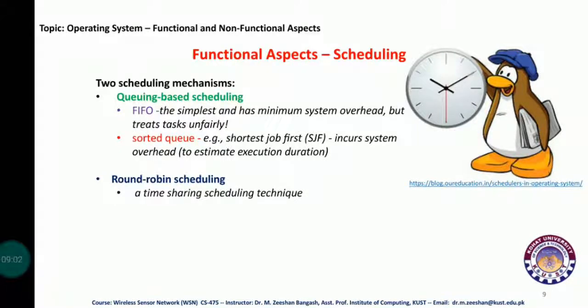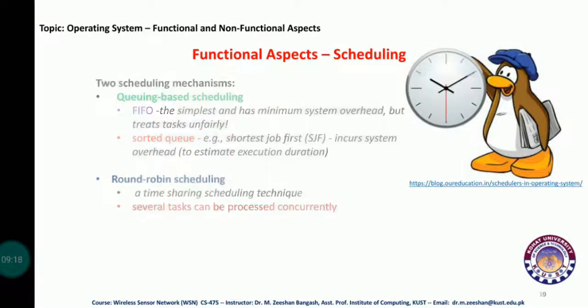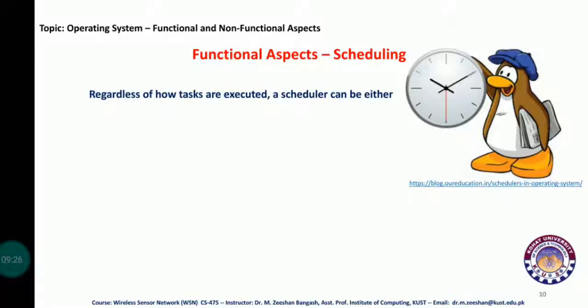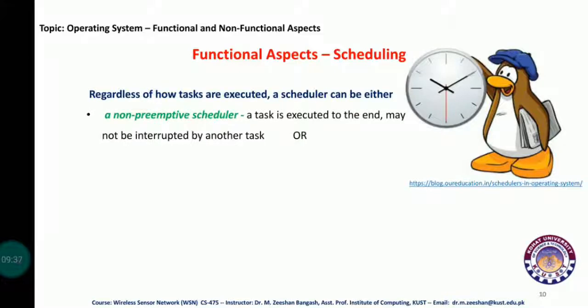Regarding the second scheduling mechanism, round robin scheduling, it is basically a time sharing technique, and we can execute multiple tasks concurrently using this scheduling mechanism. So this is one aspect. Whether tasks are executed concurrently or one after another, a scheduler can be a non-preemptive scheduler, meaning that once a task has been started, the scheduler will not preempt or interrupt it, and it will be executed till its end, and then the next task is transferred for processing.